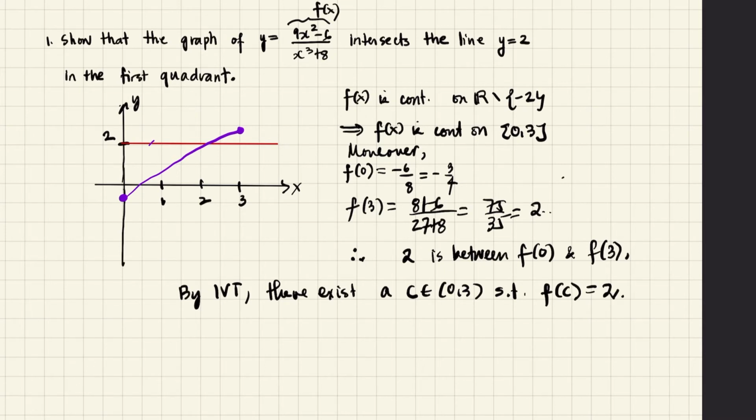So, parang ganito yung itsura. So, ibig sabihin, nag-intersect yung y equal to 2 tsaka yung y equal to f of x sa first quadrant. Therefore, y equal to 2 and y equal to f of x intersect in the first quadrant.